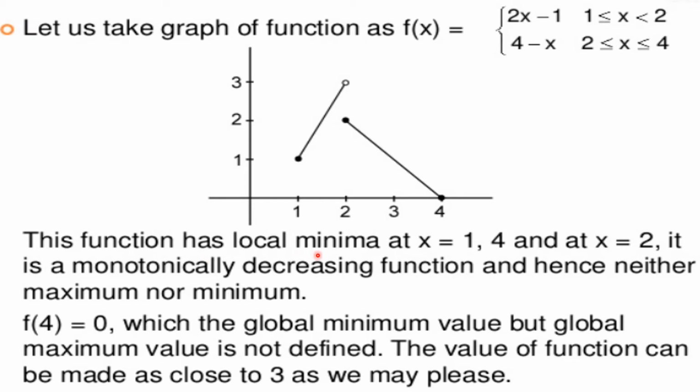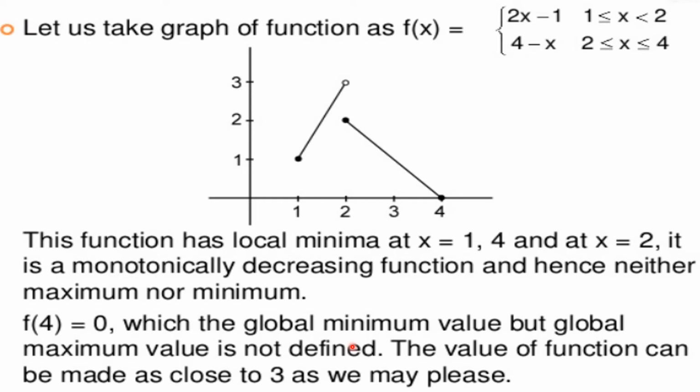This function has a local minimum at x is equal to 1 and at x is equal to 4. Similarly, at x is equal to 2, it is a monotonically decreasing function and hence neither maximum nor minimum. See here at this point, it is a monotonically decreasing function. Hence, it is neither maximum nor minimum. F of 4 is equal to 0. Here we observe this graph. F of 4 is equal to 0, which is the global minimum value, but the global maximum value is not defined.